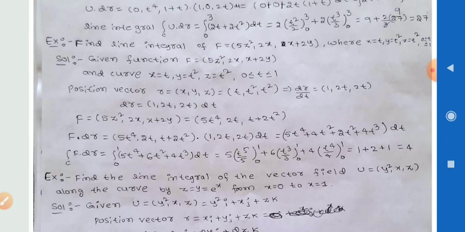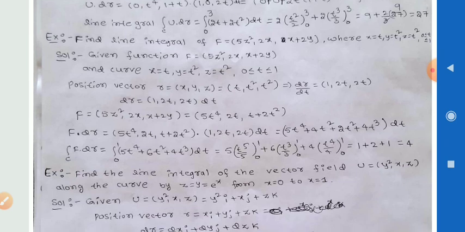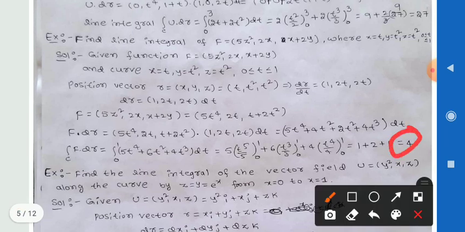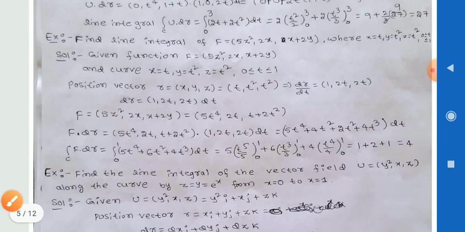Then the line integral value of the given vector along the position vector is 4. Now another problem.